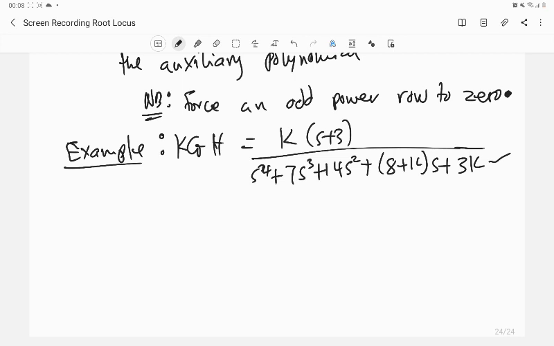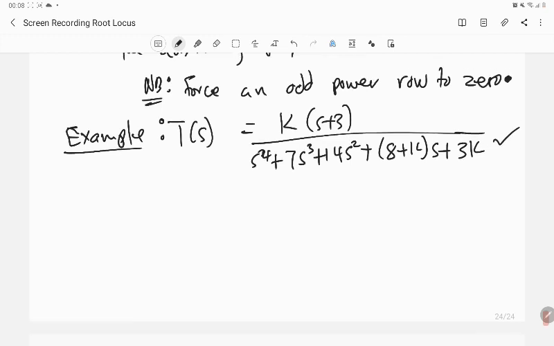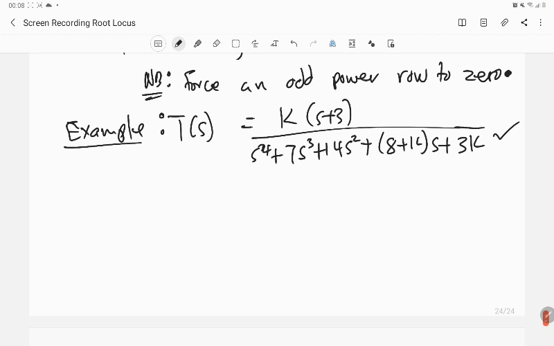Sorry, this is actually T(s). So you form the closed loop transfer function, and then we apply the Routh-Hurwitz to the closed loop transfer function, just like we dealt with in stability. And I have to drum this home: this is the closed loop transfer function. This is not the open loop.